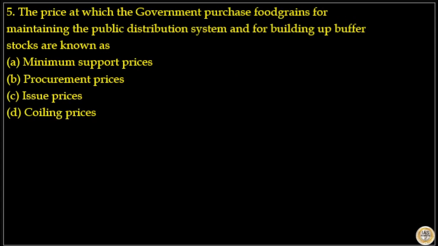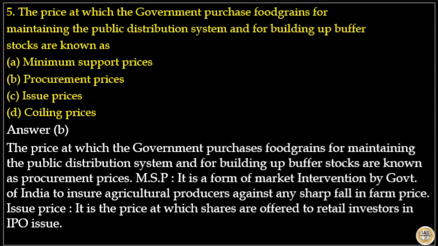Next question is, the price at which government purchases food grains for maintaining the public distribution system and for building up buffer stocks are known as, options are minimum support price, procurement prices, issue prices, ceiling prices. Here, answer to this question is option B, that is procurement prices.